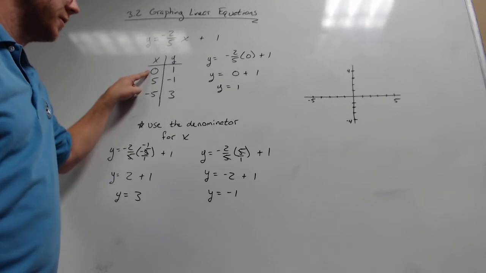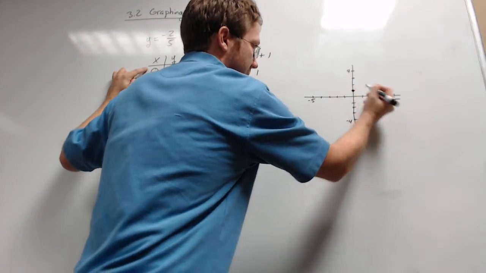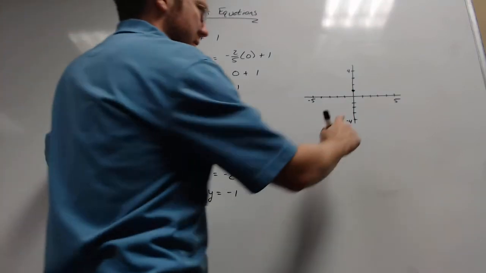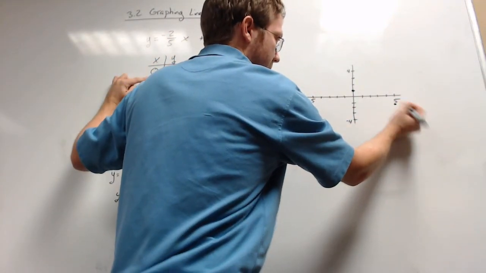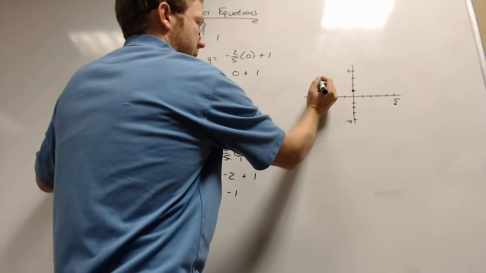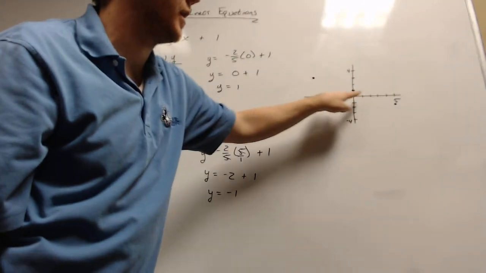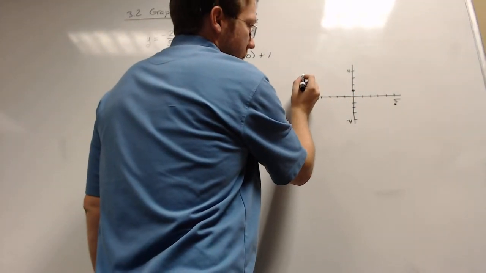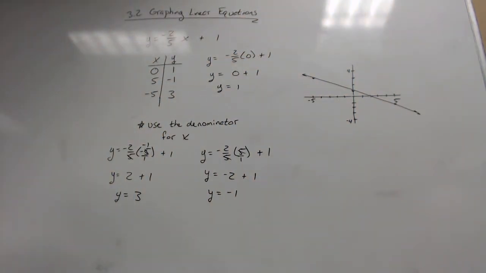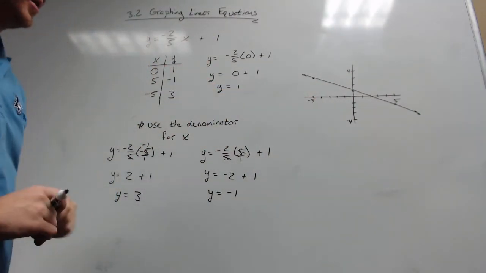0, 1, this first point that we found. Whenever we use x as 0, we're going to find this point that falls on the y-axis. Again, that's the y-intercept, so we found the y-intercept first. 5, negative 1, so x is 5, y is negative 1 right down here. And negative 5, 3, x is negative 5, y is 3 up here. Pretty far apart, but looks pretty good to me. And we could connect these three with a straight line. There we have it. So that line represents all the solutions to y equals negative 2/5 x plus 1.